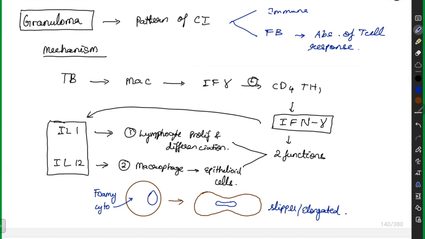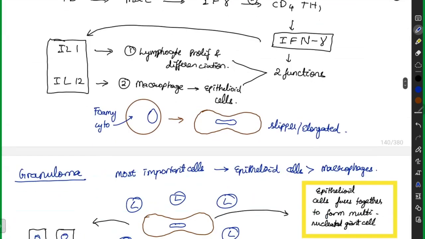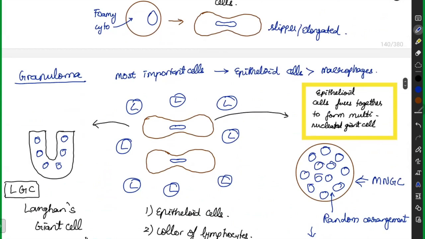And that is going to cause a release of interferon gamma once again. And with interferon gamma, you have your CD4, which is going to release interleukin 1, interleukin 12. All these are going to cause lymphocyte proliferation and differentiation. And second, there is going to be a formation of epithelium-like cells or epithelioid cells. So first what happens, there will be a foamy cytoplasm which will be elongated to form slipper-shaped cells. And the most important cells here are going to be epithelioid cells, more than your macrophage.